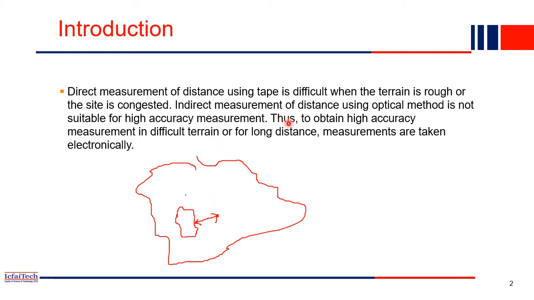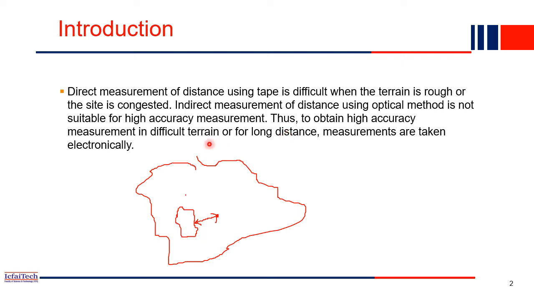Even indirect measurement of distance using the optical method is not suitable for high accuracy. You have seen in the last lecture also that accuracy is a major concern in horizontal distance measurement. Using the tape we won't get our required accuracy. Similarly, using optical methods, like sending light, the accuracy is also not good.